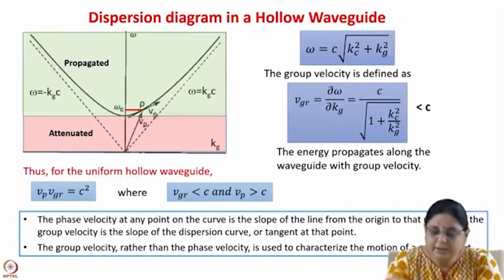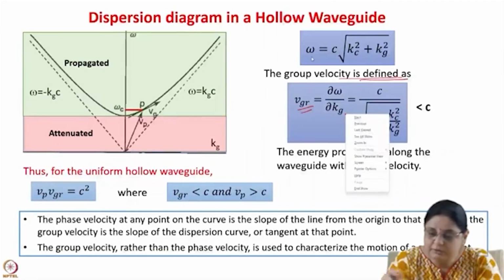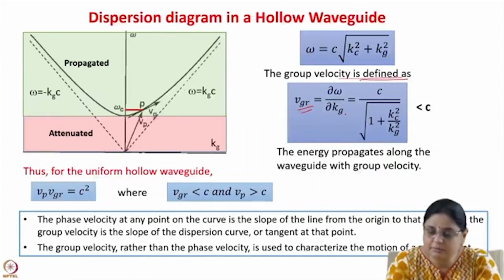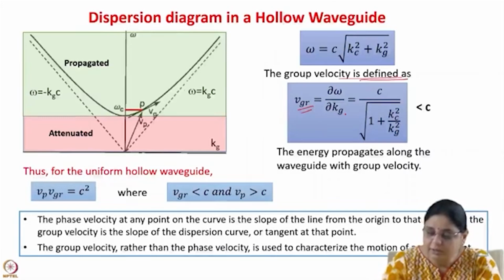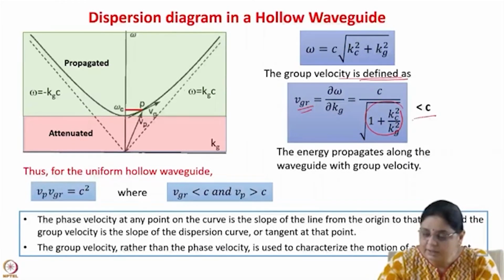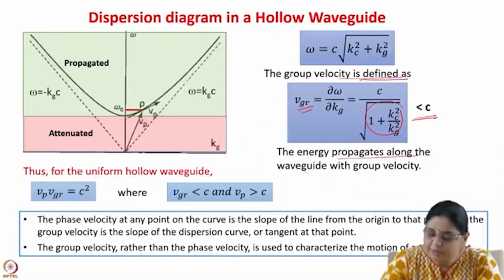Now let's calculate the group velocity in a waveguide. The group velocity is given by del omega by del kg. We differentiate omega with respect to kg from here, and we get c divided by the square root of 1 plus kc squared by kg squared. Now this number is greater than 1. So you divide c by a number greater than 1, and this will come out to be less than c. So energy propagates along the waveguide with group velocity, and no laws of physics are violated.